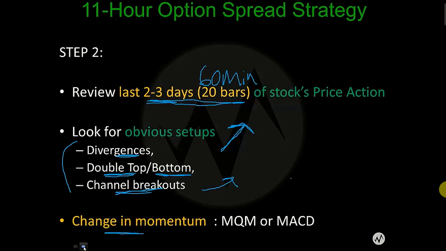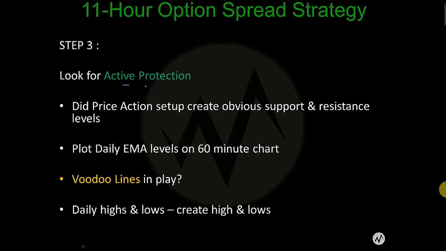Next, step 3, look for those active protection levels. Did the price action create support and resistance? Do we have a double top providing resistance or a double bottom providing support? Is there a daily EMA, maybe an 8-day EMA or a 50-day EMA, that we can take off the daily chart and put on the 60-minute chart? That helps provide support and resistance. If you have the Voodoo Lines indicator, take a look at that. Maybe you can use one of those as protection in case the value of the stock moves against you. And then, again, daily highs and lows. That's easy because that's already on the 60-minute chart. Look for that active protection.